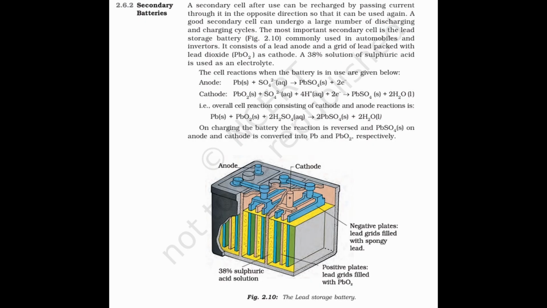One major advantage of the mercury cell is that its voltage remains almost constant throughout its life, around 1.35 volts, because no ions from the electrolyte are consumed or produced in the overall reaction.